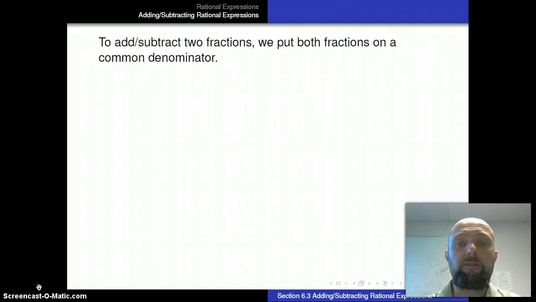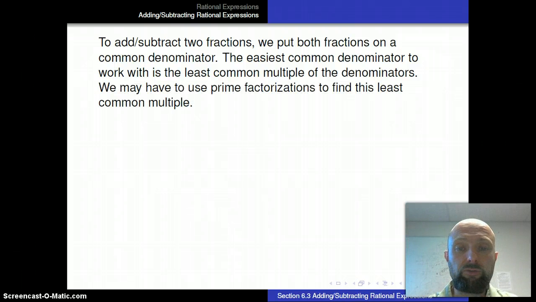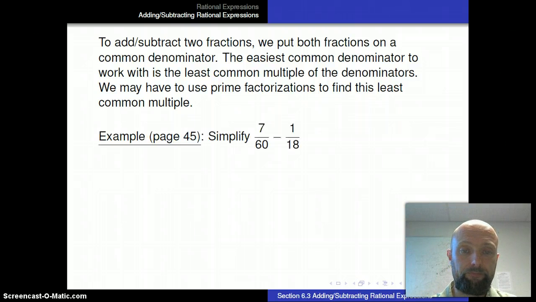To add or subtract two fractions, we put both fractions on a common denominator. The easiest common denominator to work with is the least common multiple of the denominators. We may have to use prime factorizations to find this least common multiple. Let's illustrate this with the example on page 45.